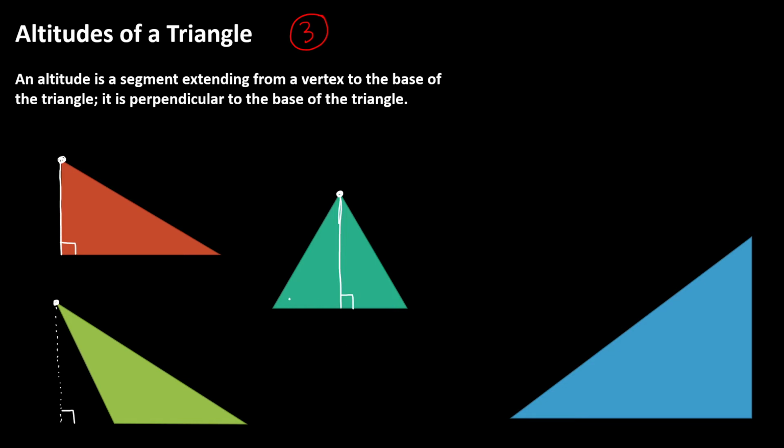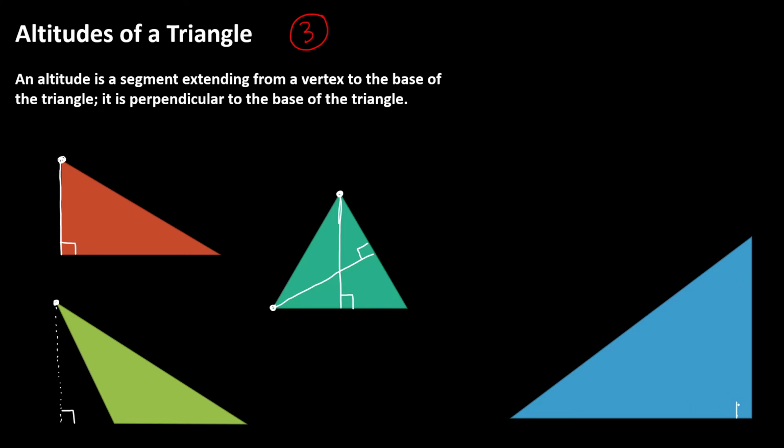But we can also draw altitudes from the other angles. It doesn't necessarily have to be the quote-unquote tallest point of the triangle. We could draw an altitude from this vertex, as long as it extends from the vertex to the opposite side and forms a right angle. So that's what we're going to be doing today with right triangles.